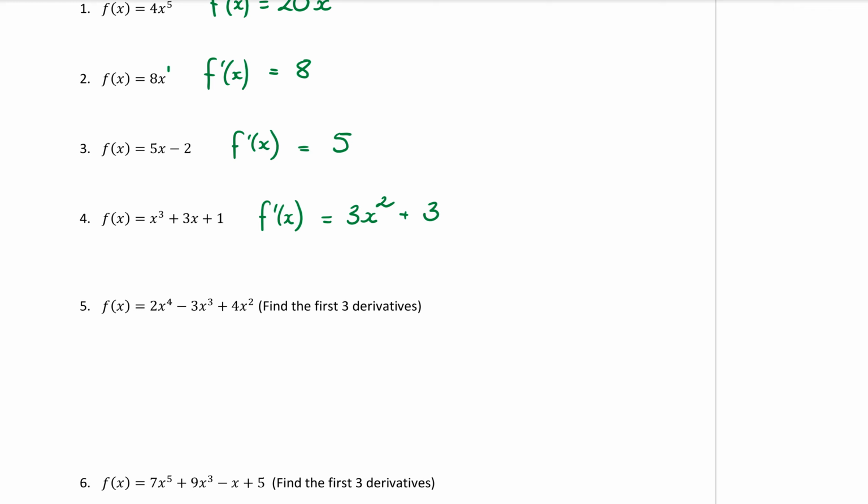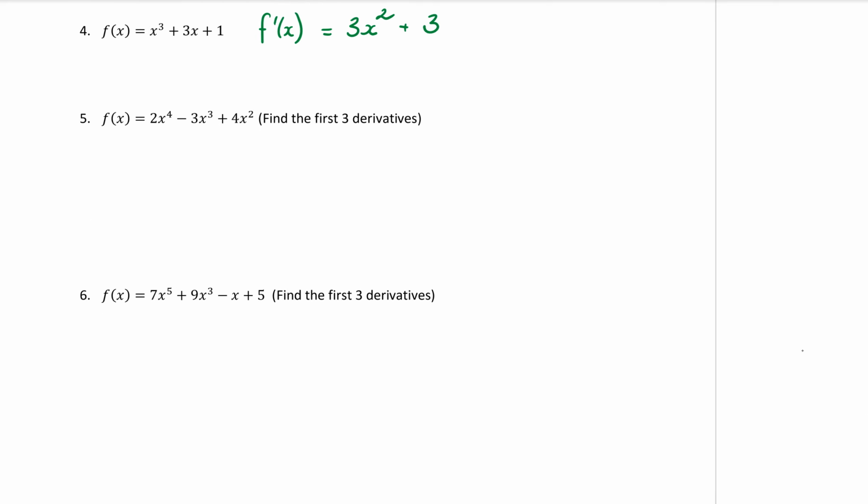Question 5, we want to find the first 3 derivatives of this function. So the first derivative, we do f dash x equals. We take the first term, we bring the 4 down and times it with the 2. 4 times 2 is 8. X, subtract 1 from the power makes 3. Now we do the second term, bring the power down. 3 times negative 3 is negative 9. X, subtract 1 from the power, becomes squared. Then the last one, bring the 2 down, times it with the 4, makes 8x, to a power of 1. That's what we call the first derivative.